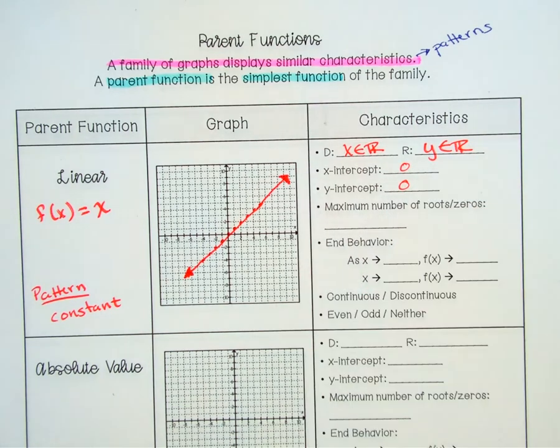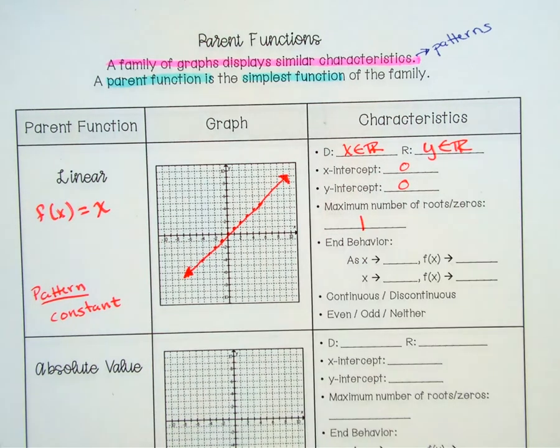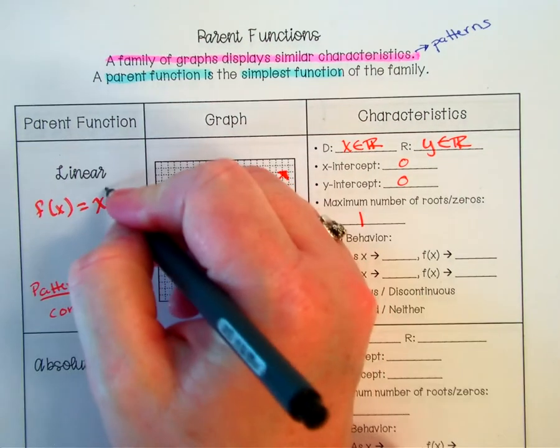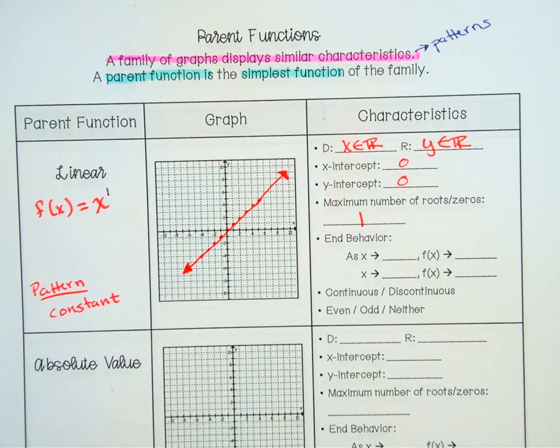For this parent function, our x-intercept and our y-intercept are both zeros. Those do change within the function family as we move the graph around the coordinate plane. But for our parent function, they're both at 0, 0. Our linear function will always have only one root. Reason being, the exponent over here on our x is a 1. That exponent always is a hint as to how many roots you're going to have. And that's something that I'll keep talking about as we go through our different functions.